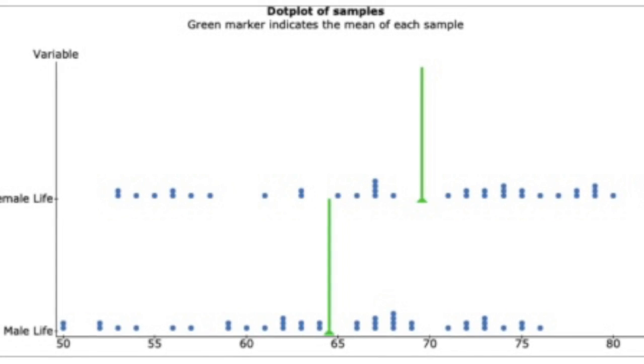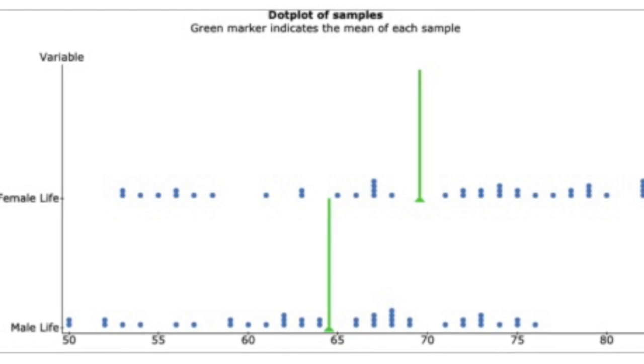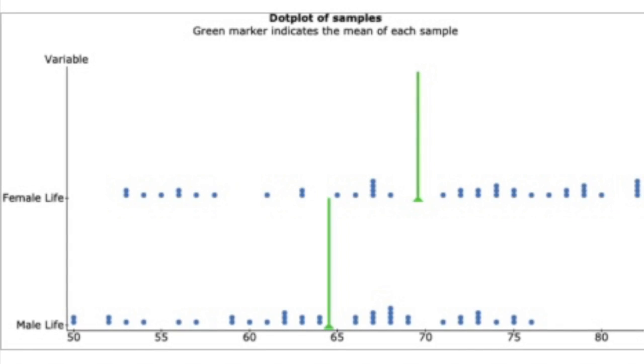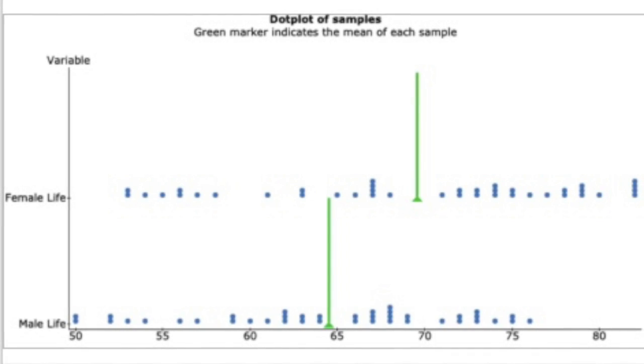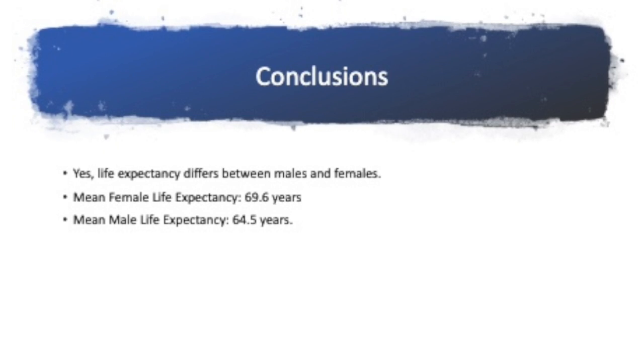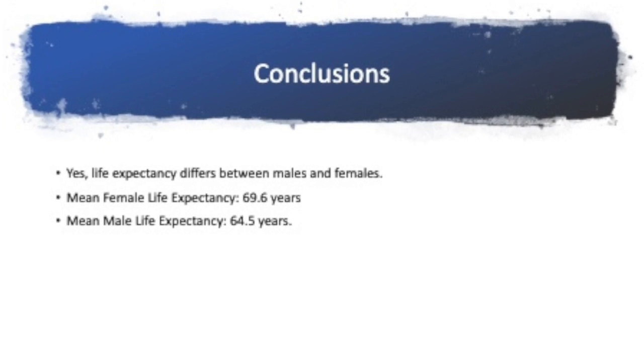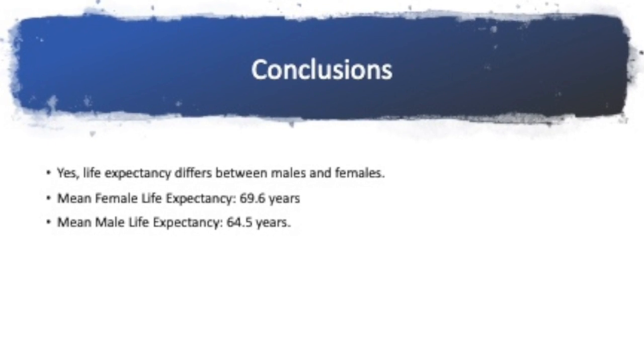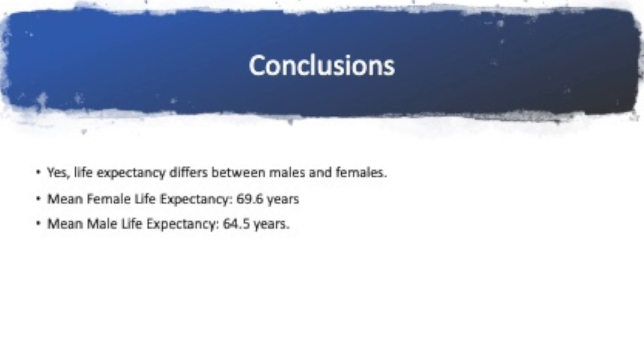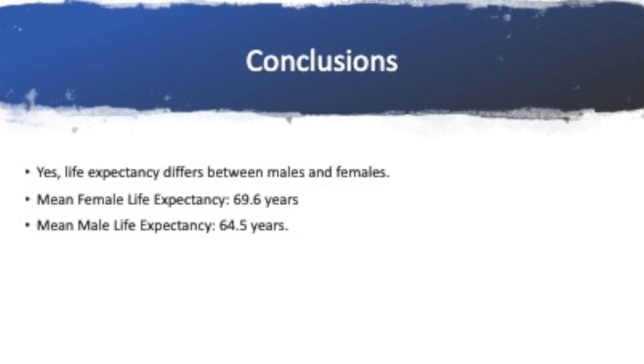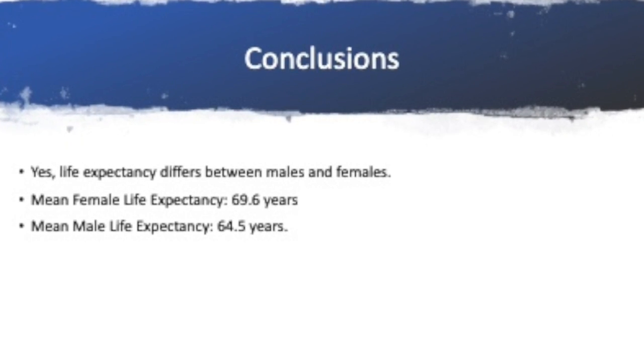The mean for female life expectancy is clearly higher than the mean for male life expectancy, and their ranges are different. Based on our data, we can conclude that there is sufficient evidence to reject the null hypothesis that both the mean for male and female life expectancy are the same. There does seem to be a significant difference between the two samples.